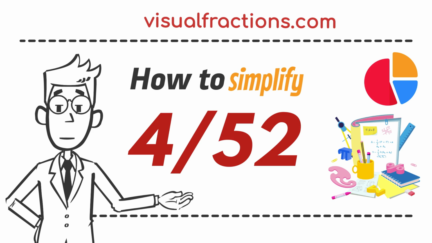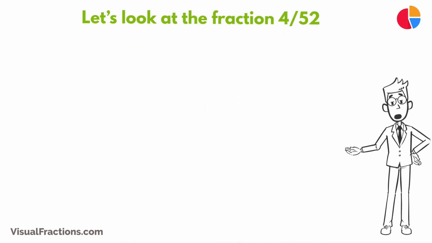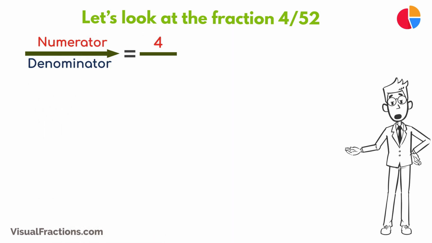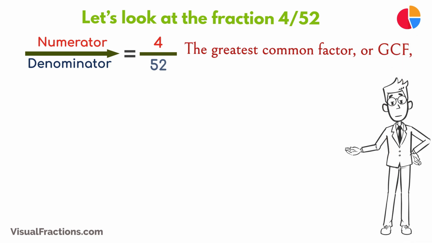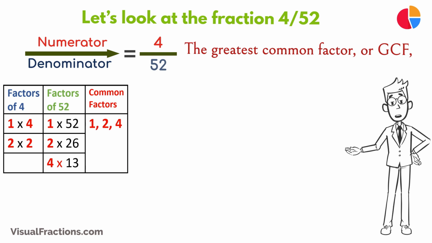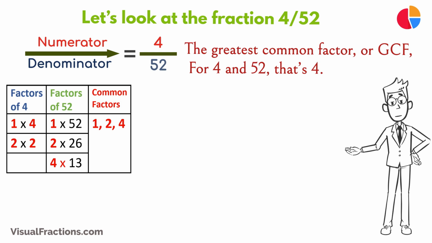Today, we're going to explore how to simplify the fraction 4/52 to its lowest terms. Let's look at the fraction 4/52. To simplify it, we'll divide both the numerator and the denominator by their greatest common factor. The greatest common factor, or GCF, is the largest number that can evenly divide both the numerator and the denominator of a fraction without leaving a remainder. For 4 and 52, that's 4.